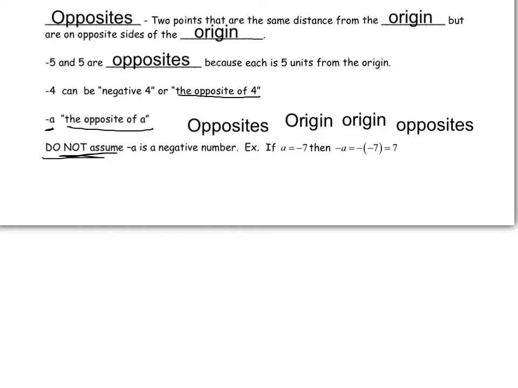For example, if a is -7, then the opposite of a is the opposite of -7, or 7. So if a was 3, then the opposite of a is -3. And if you had a equal to -3, then the opposite of a would equal a positive 3. So you got to really read a variable as the opposite of when you have a negative sign in front of it. All right, let's go to the next page.